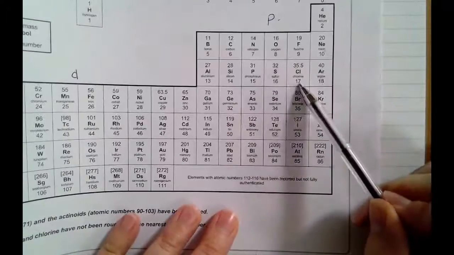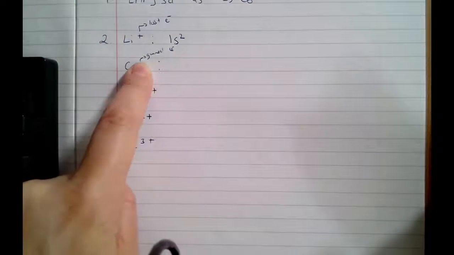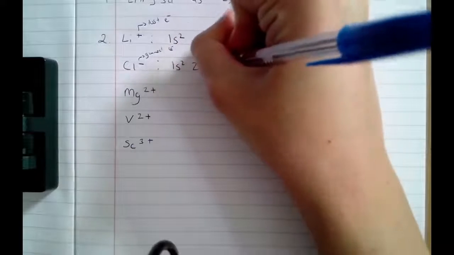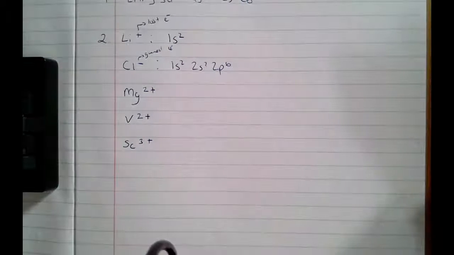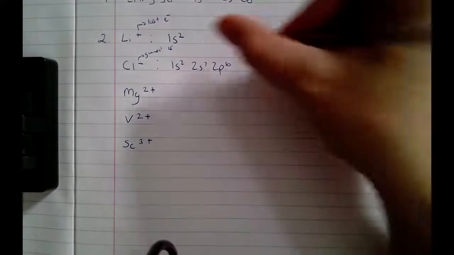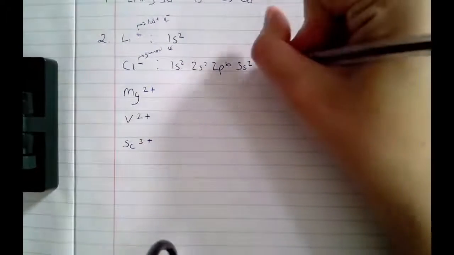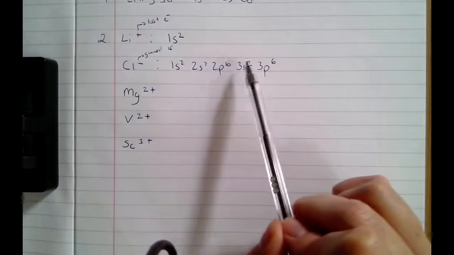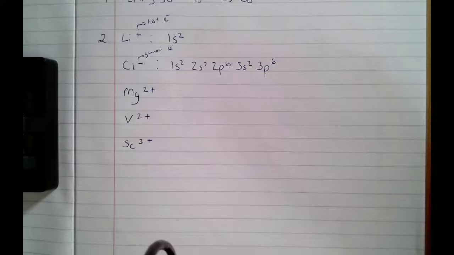So chlorine normally has 17 electrons, but the chloride ion has a negative charge, telling me it's gained 1 electron. So it had 17, it's gained 1, it's now got 18. So I've got 18 electrons to fill into orbitals. 1s2, 2s2, 2p6. That's 10 already done. I've got another 8 to go. After 2p comes 3s, and then 3p. That gives me 2, 4, 10, 12, 18, which is the correct number of electrons for a chloride ion.